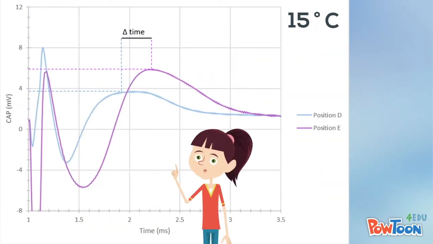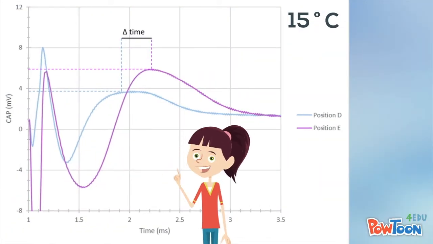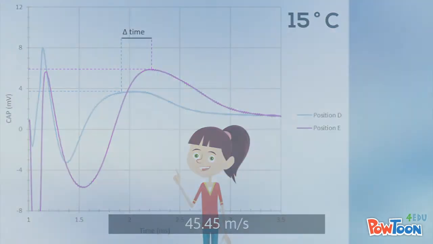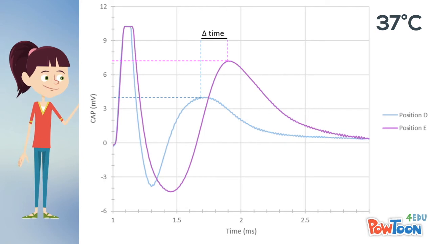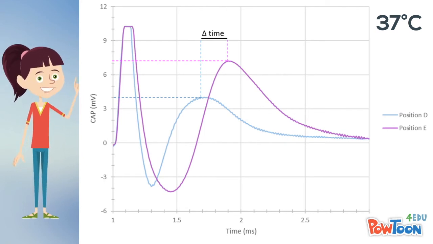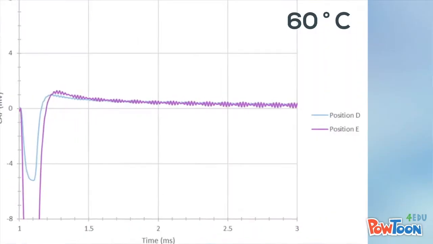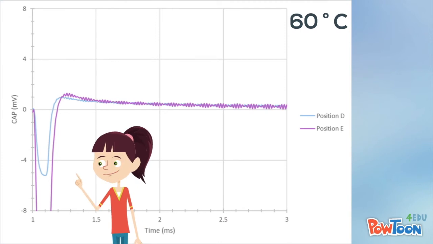For the cold temperature, the conduction velocity was calculated at 45.45 meters per second. At the warm temperature, 37 degrees Celsius, conduction velocity was calculated to be 52.63 meters per second. At 60 degrees Celsius, there was no nerve activity detected.